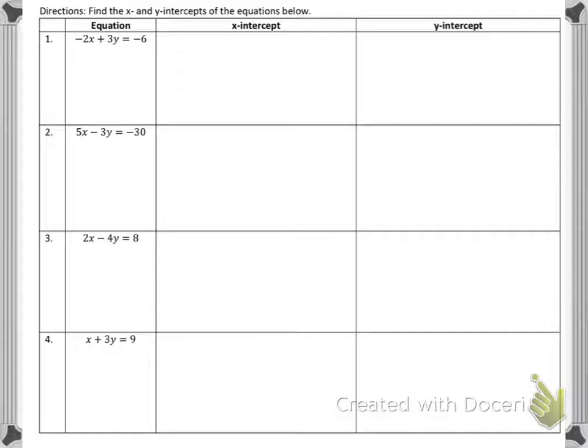So let's keep going. As you can see, I have lots of examples here. I probably won't work through all of them in this video, so let's just pick a few and practice. Let's start with number 2. We have 5x minus 3y equals -30. To find your x-intercept, remember what we're doing is setting y equal to 0, and to find the y-intercept, we're setting x equal to 0.